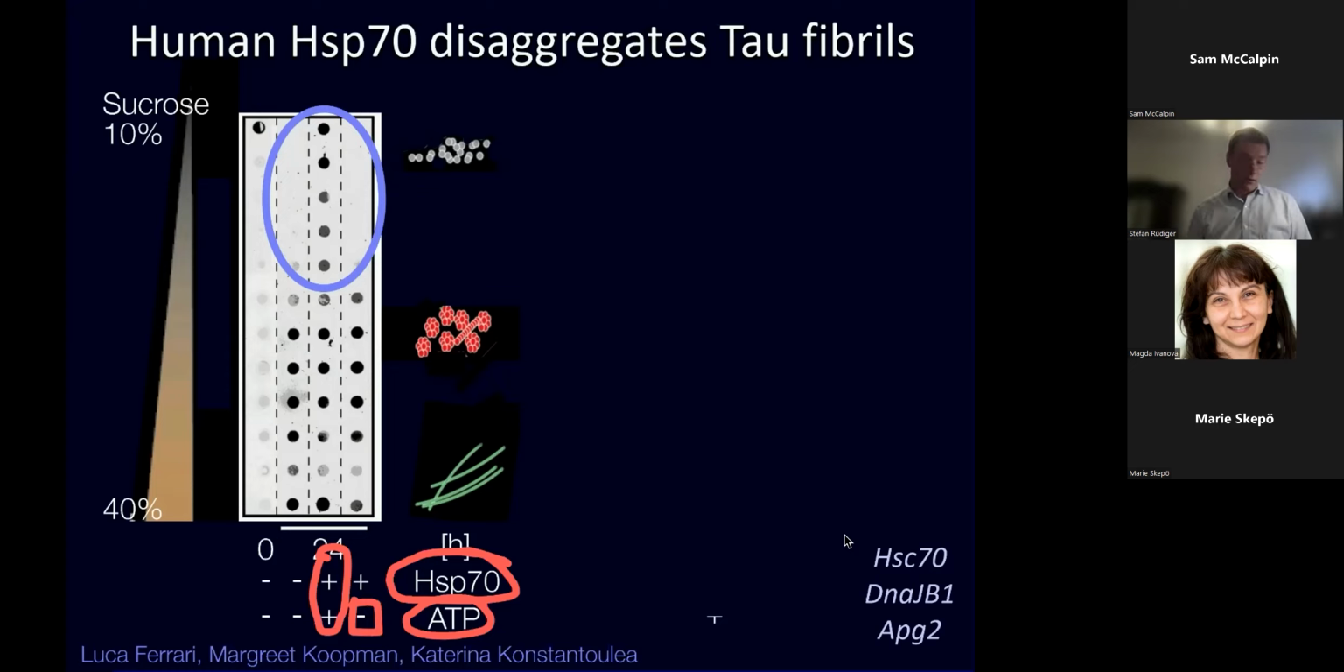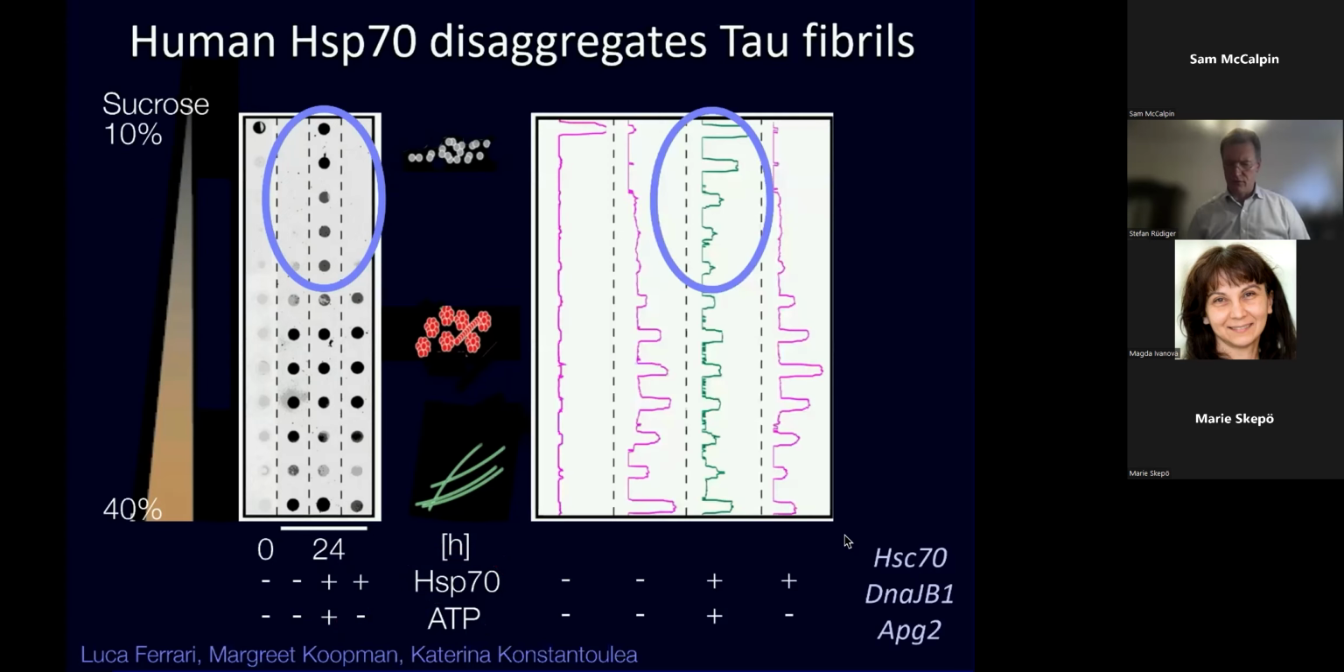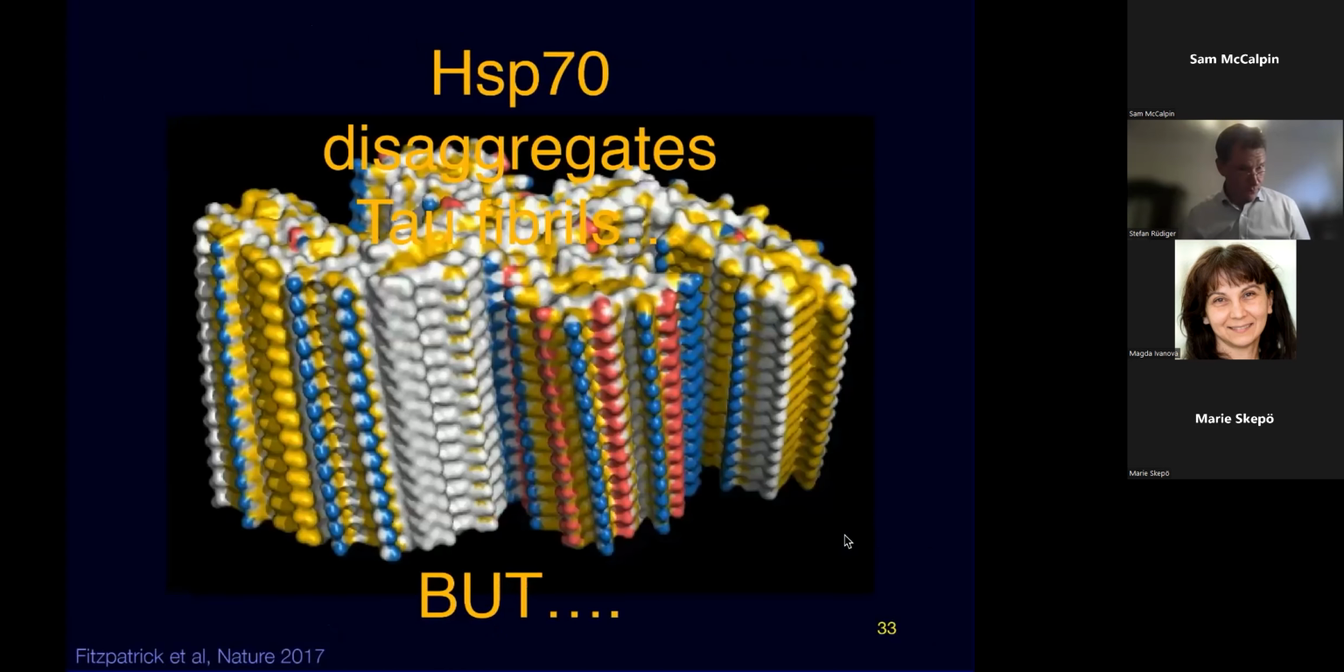So, very good. You would think that a human system can disaggregate these tau fibrils. You can quantify these plots, and then indeed you see that only with ATP and the HSP70 system can you disaggregate these fibrils. Good, great. We should be happy with that.